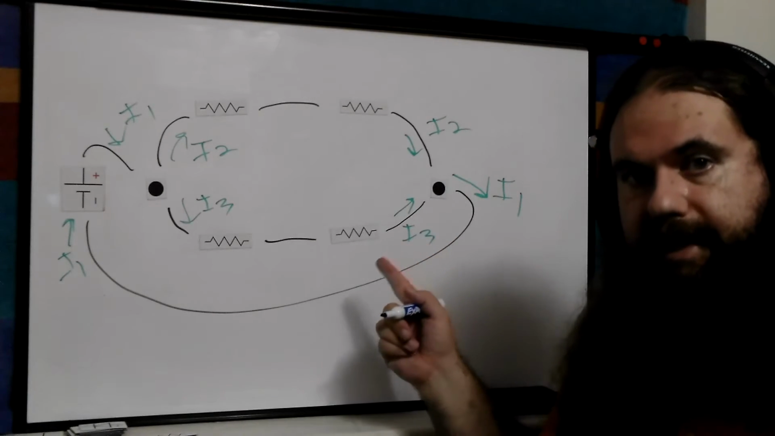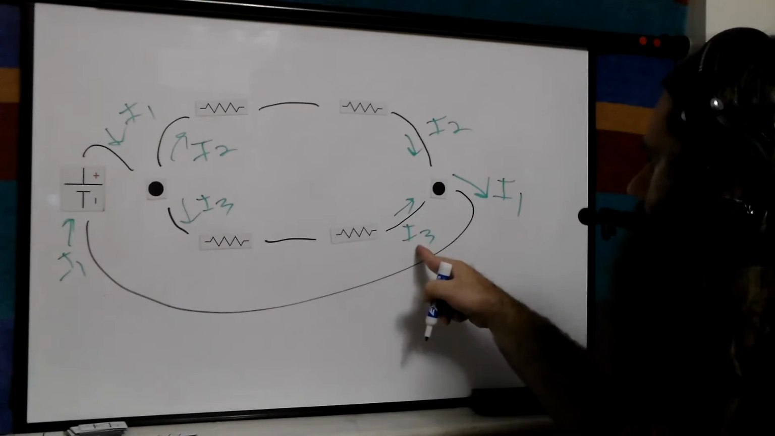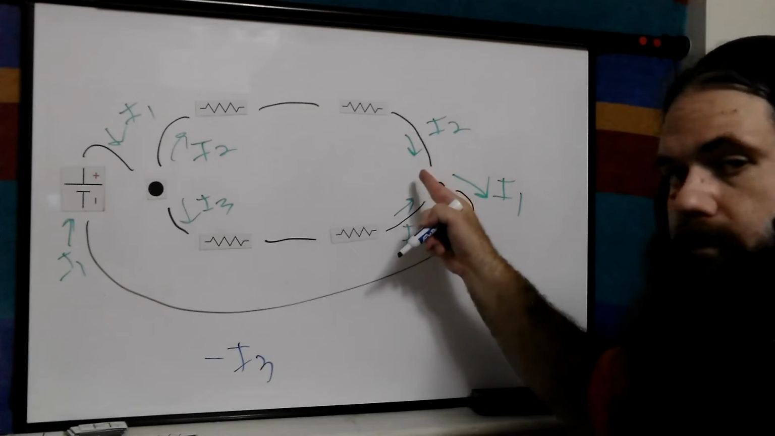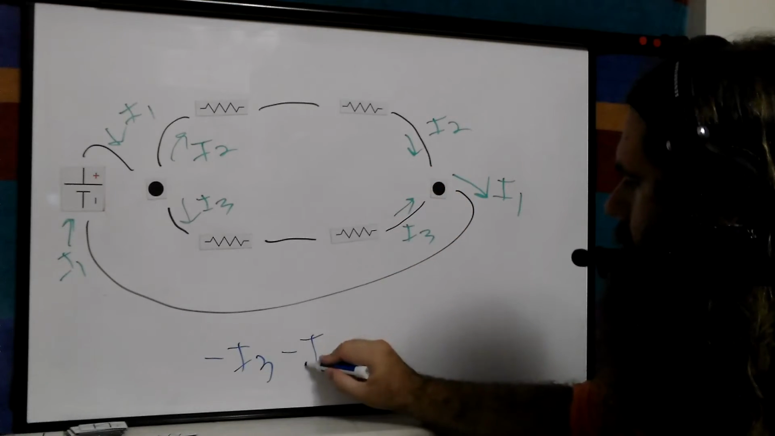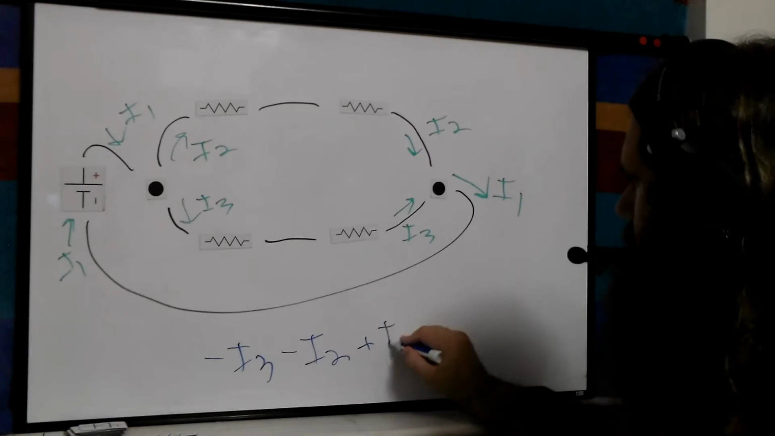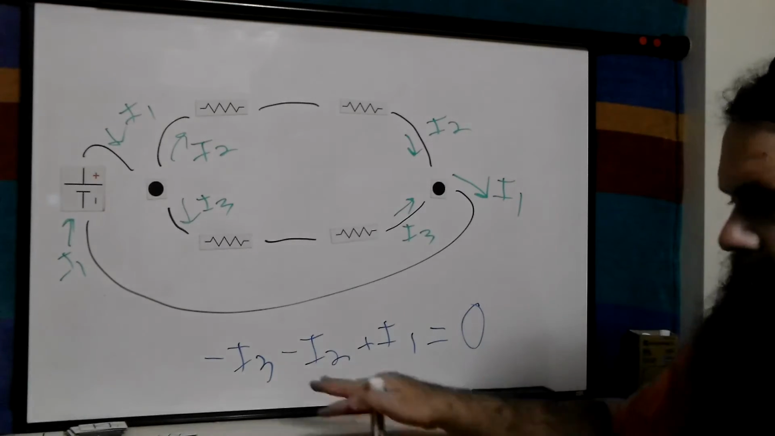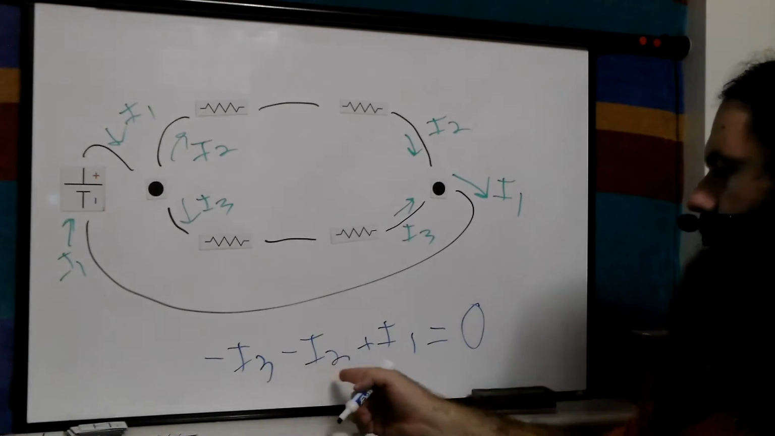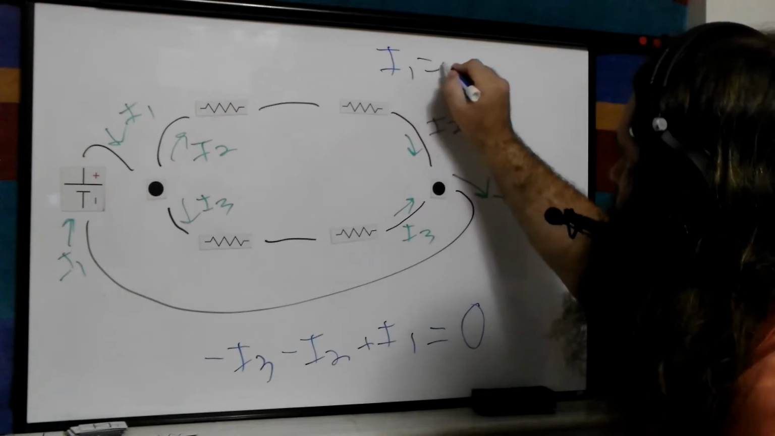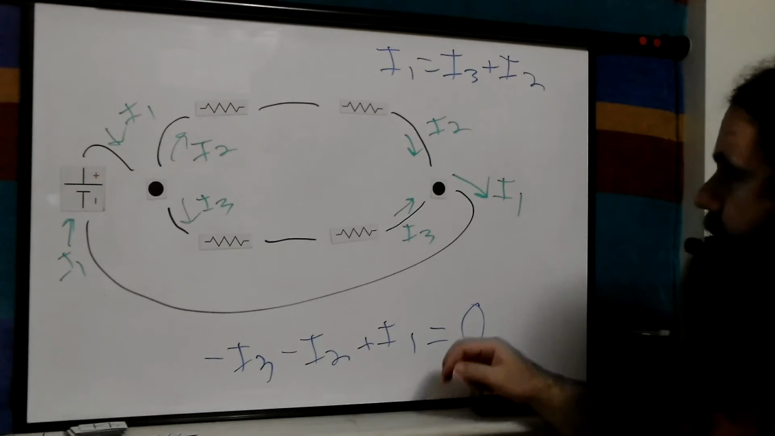Let's say going in is negative and going out is positive. I3 is going in, so negative I3. I2 is going in, so negative I2. I1 is going out, so plus I1 equals 0. Let's add it over. The I3 and I2 over to the 0 side, and we get I1 equals I3 plus I2. Now, it makes intuitive sense.